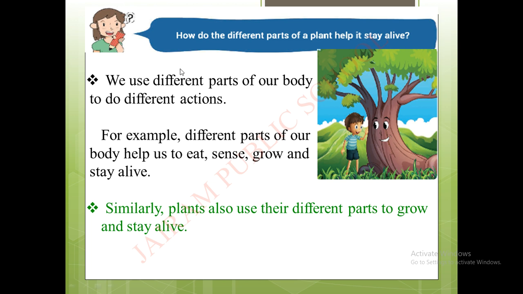We use different parts of our body to do different actions. Even in our body, we have different parts which help in doing different actions. For example, we see with our eyes, we smell with our nose, we write with our hand, we walk with our legs, we speak with our mouth. So all the parts are doing some functions for our body. The same way, the plants also have different parts to grow and stay alive.